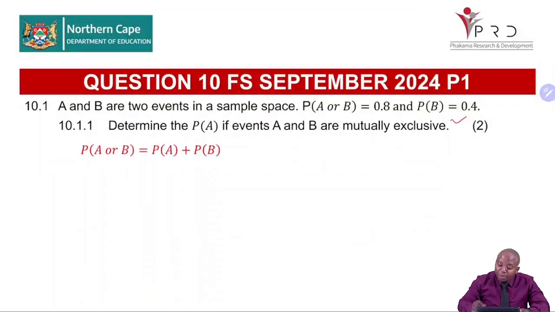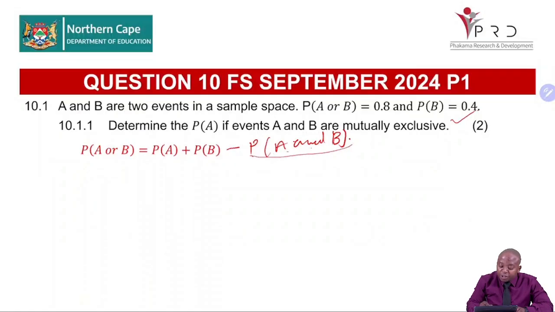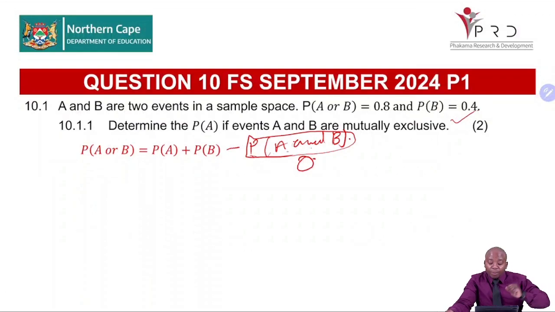Now, if the two are mutually exclusive, we are going to say the probability of A or B is equal to the probability of A plus the probability of B. Remember, these have A and B. Now, if they are mutually exclusive, we know that P of A and B is equal to 0. So all of this part is equal to 0. We're just subtracting 0 there. So this is an addition rule that you are supposed to utilize.